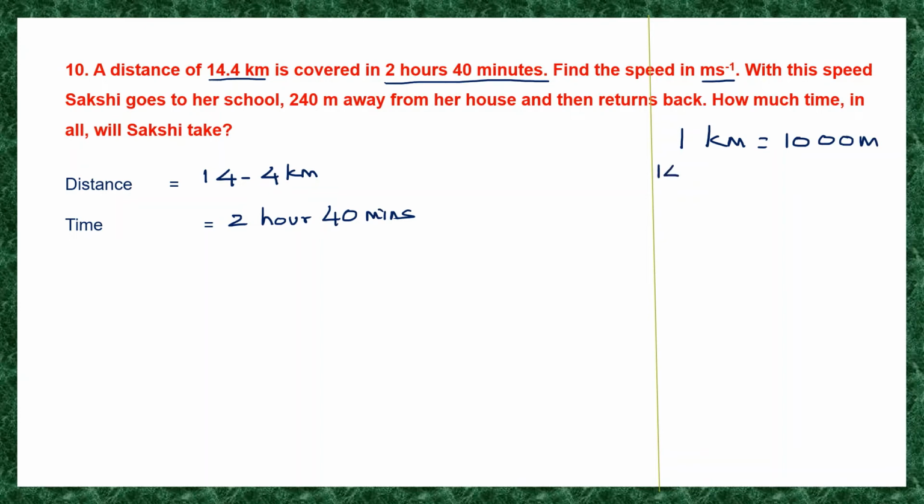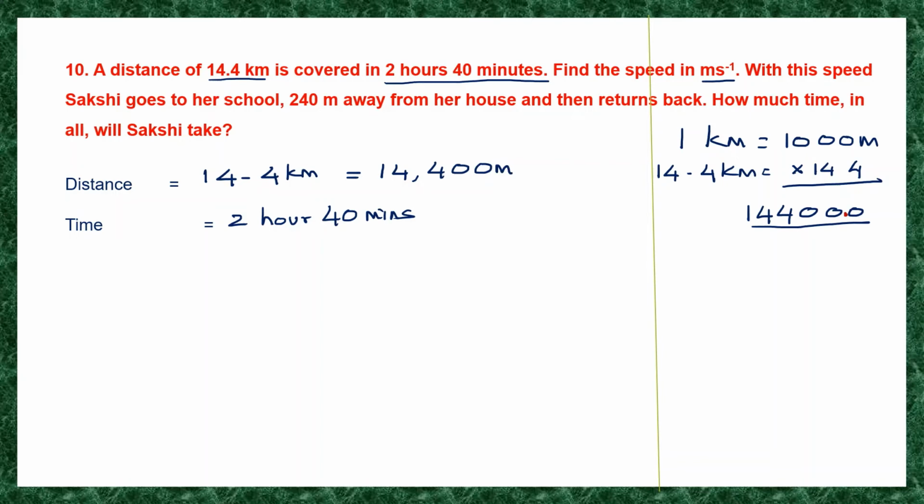So here we have 14.4 kilometers. That means 1000 into 14.4. So let's ignore the point and then multiply. So 144 into 1 is 144, and then we add the 3 zeros. Now we have to put back the point. So when we put the point, it's one place. So my number will just be 14,400. So let's write that here. So that is 14,400 meters. We converted kilometers to meters.